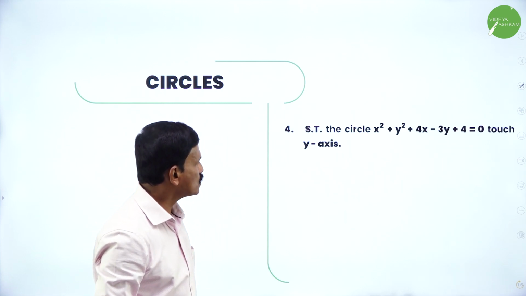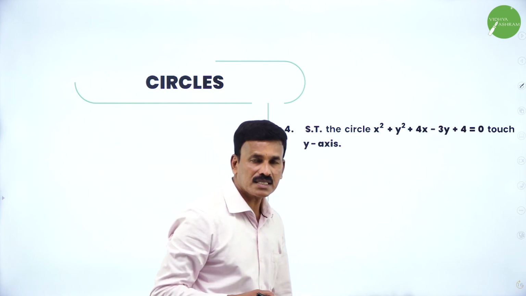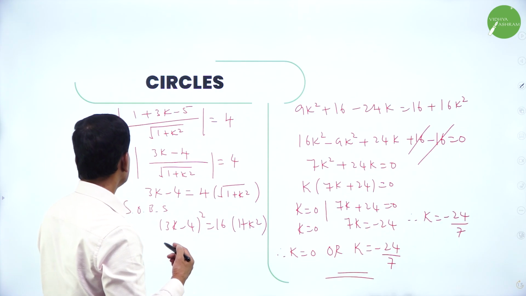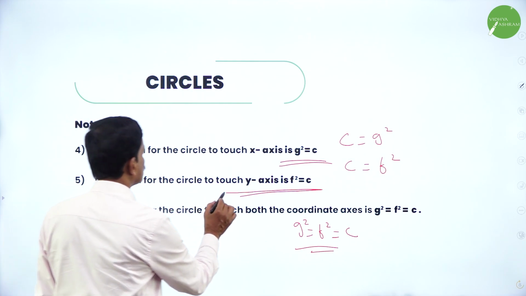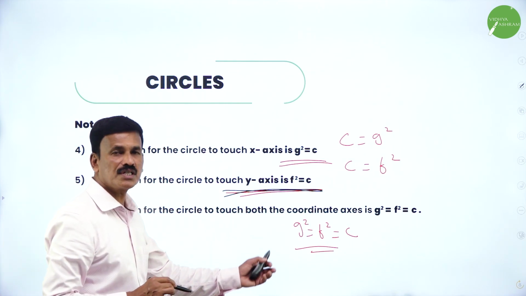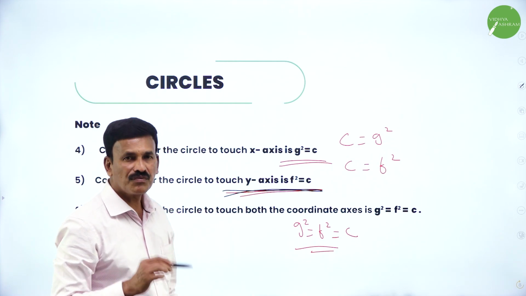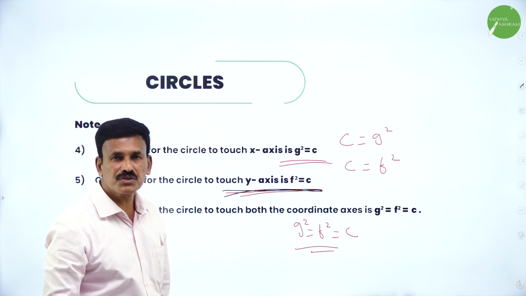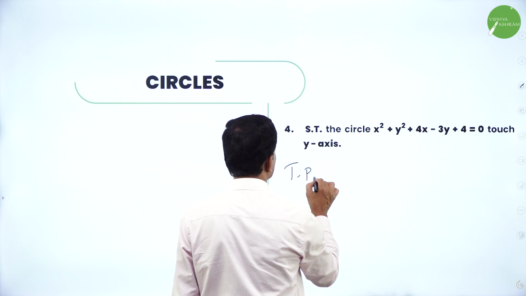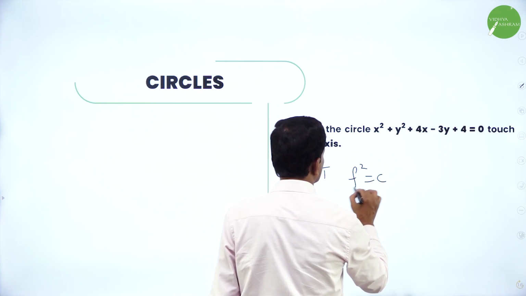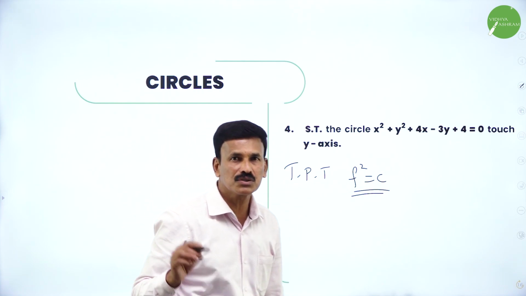Show that the circle x square plus y square plus 4x minus 3y plus 4 is equal to 0 touches the y-axis. Whenever a circle touches the y-axis, what is the condition? See here, it is a condition. The condition for the circle to touch the y-axis is f square is equal to c. For x-axis, g square is equal to c. Now just verify whether f square is equal to c or not. The condition is to prove that f square is equal to c. The condition for the circle to touch the y-axis is f square is equal to c, right?